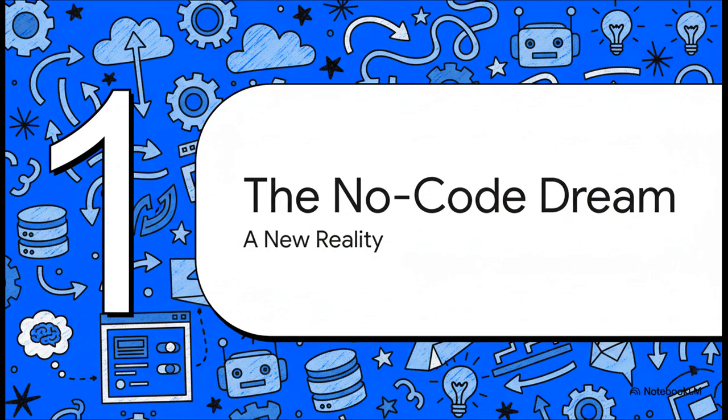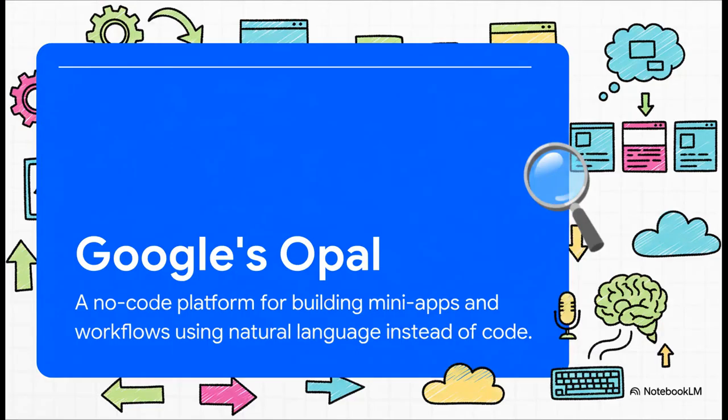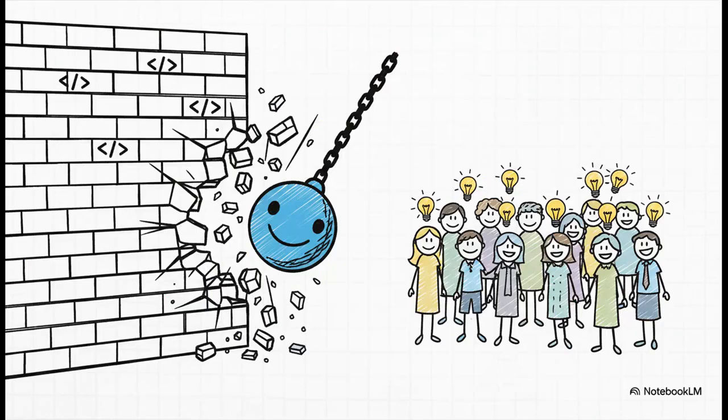At its heart, Opal is really chasing this long-held dream in the tech world, the whole no-code revolution. All right, so what exactly is Opal? Basically, it's a platform for building these little mini apps and automating your workflows. But here's the kicker, the real magic. You build with words, not with lines of code. You just describe what you're imagining in plain English, and Opal's AI brain does the heavy lifting, translating it into a working tool.